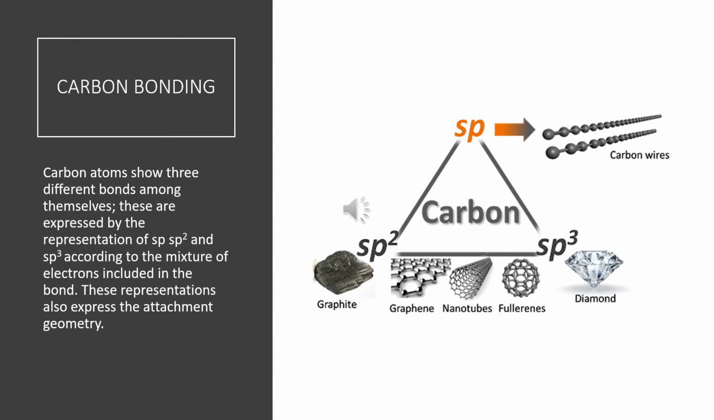Carbon bonding. Carbon atoms show 3 different bonds among themselves. These are expressed by the representation of sp, sp2, and sp3, according to the mixture of electrons included in the bond. This representation also expresses the attachment geometry, as shown in the figure.